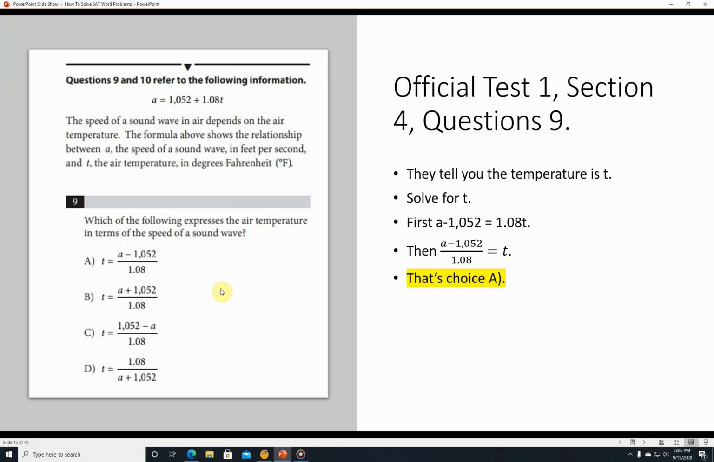All right. So, first they tell you the temperature is t, so we want to solve for t. Just like Mr. T. I pity the fool, don't solve for t. I know, I sound just like him, don't I? No, okay.